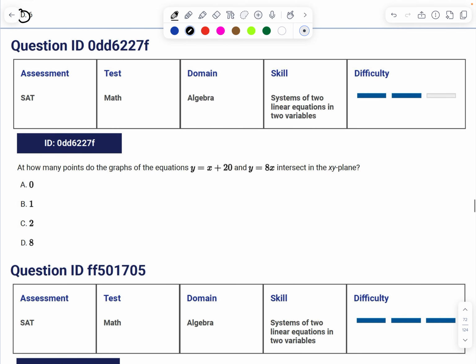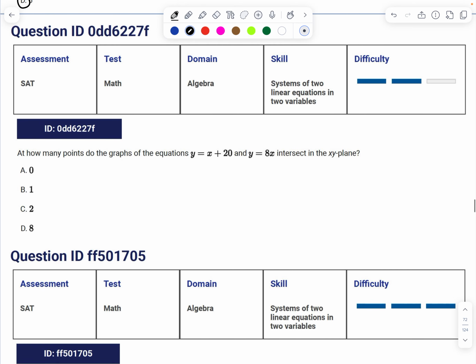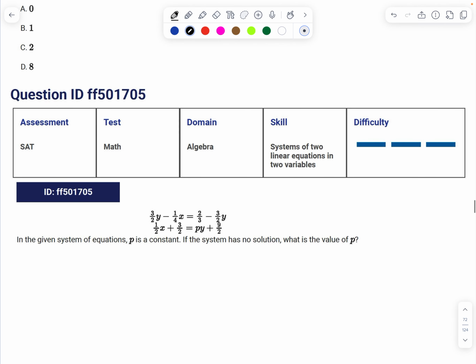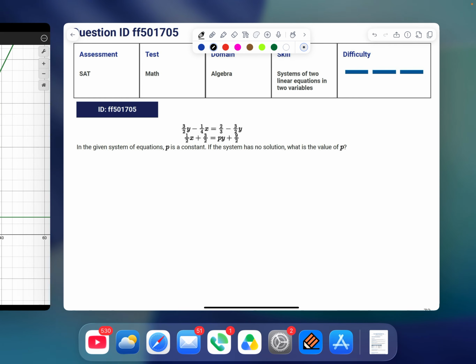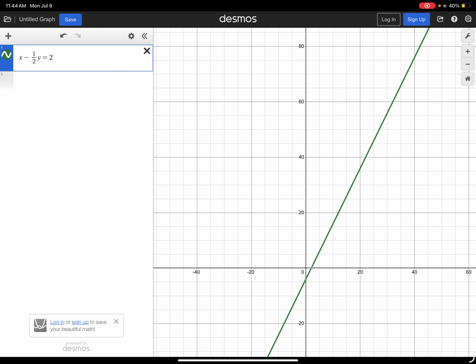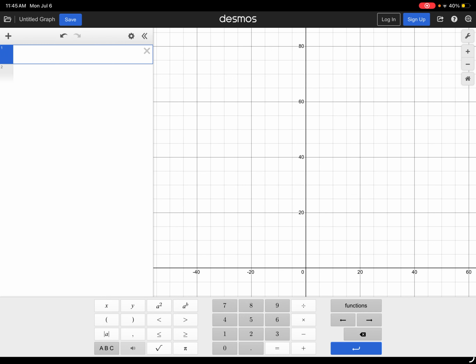Let's go down to this one. It says, in the given system of equations, P is a constant. If the system of equations has no solution, what is the value of P? What we're going to do here, again, we could do all of the math here. The math wouldn't be all that hard, but I would argue that we could use Desmos for this. So let's go to our Desmos app. I'm going to show you how to add sliders.